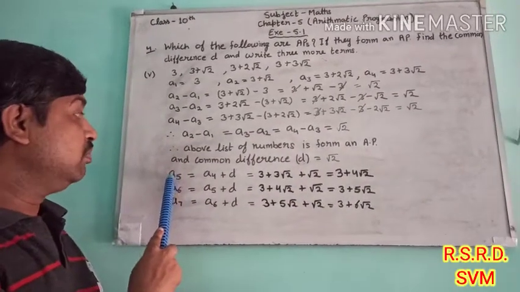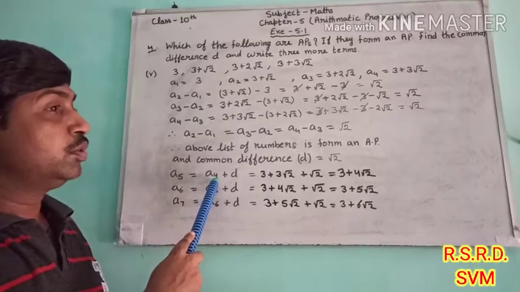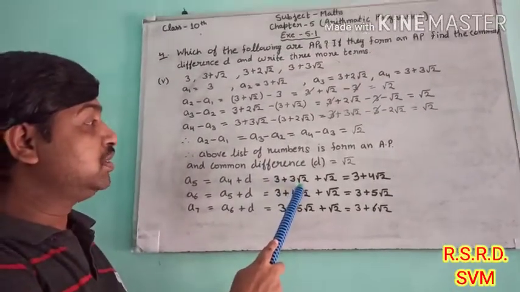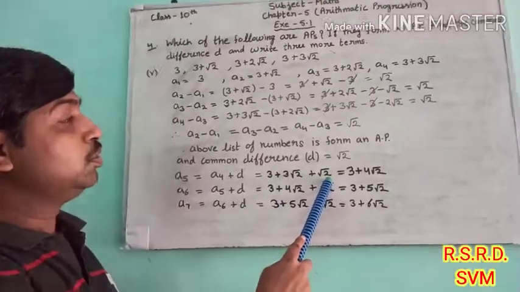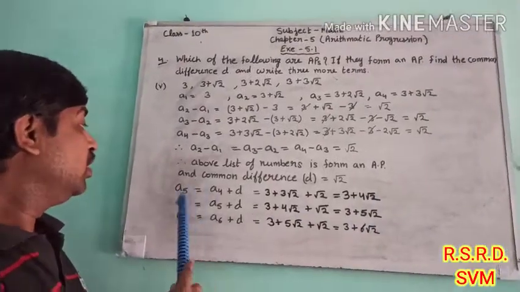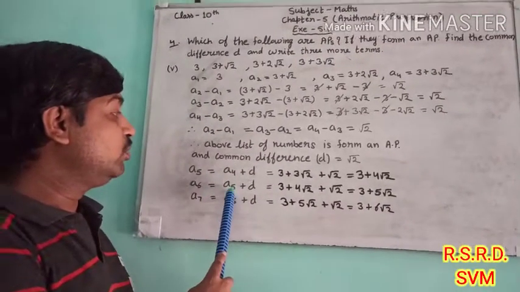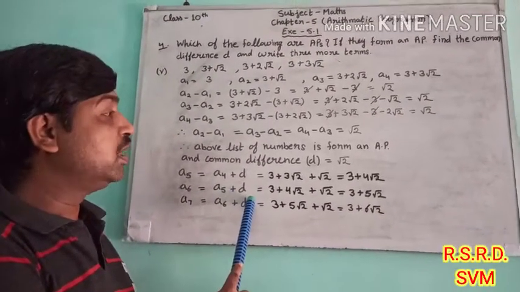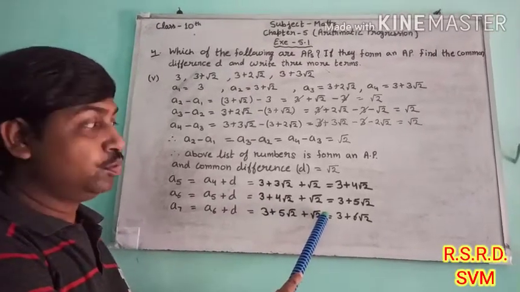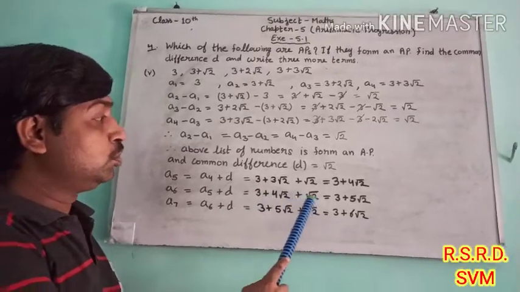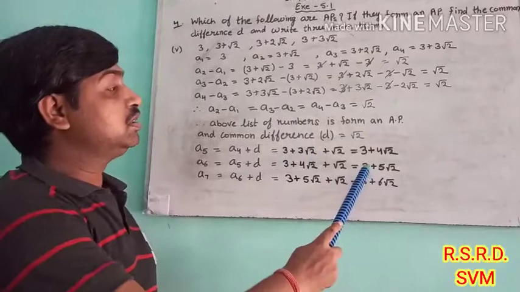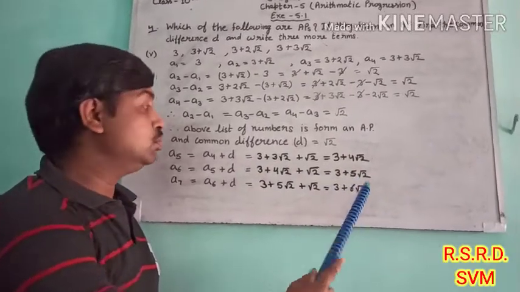Now the fifth term A5 equals the fourth term plus the common difference. That is 3 plus 3 root 2 plus root 2. That is 3 plus 4 root 2. The sixth term equals the fifth term plus the common difference. So 3 plus 4 root 2 plus root 2. 4 root 2 plus root 2 we get 5 root 2. So the sixth term is 3 plus 5 root 2.